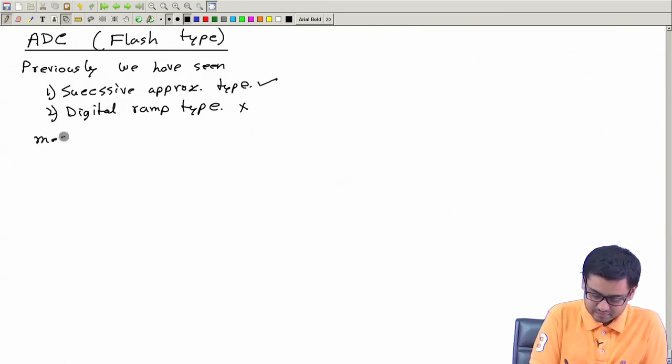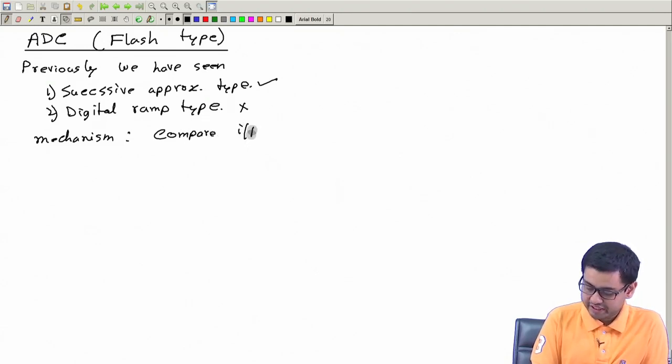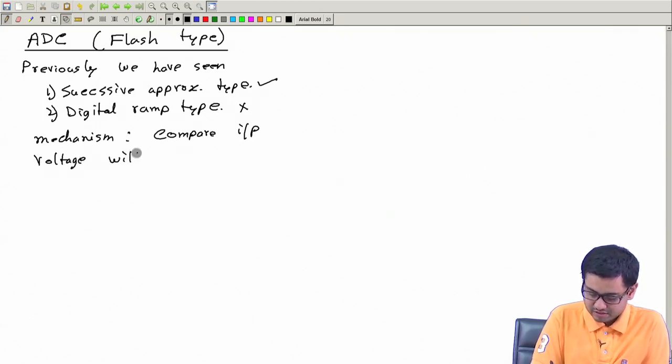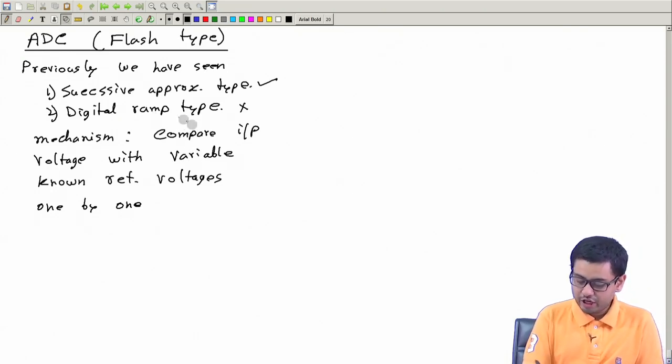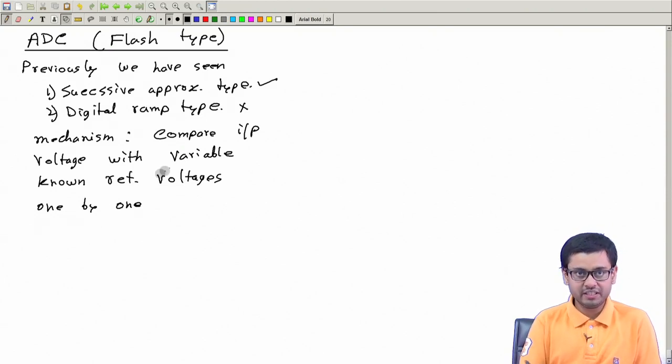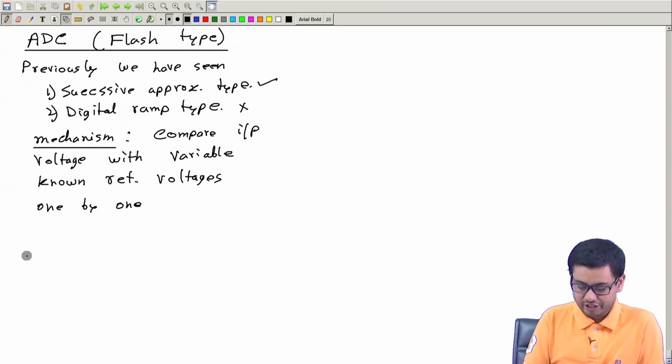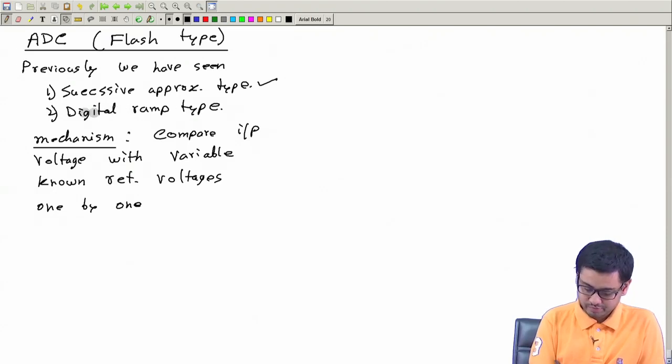The mechanism is to compare the input voltage with variable known reference voltages one by one. You know we generate different levels of reference voltages using a ramp generator, which keeps on increasing, and we compare those voltages with the input voltage. At the moment we get these two voltages, ramp and the input, close to each other, the comparison stops, and that is the measurement of the input. That is the mechanism very briefly. This is not used much as compared to this one.